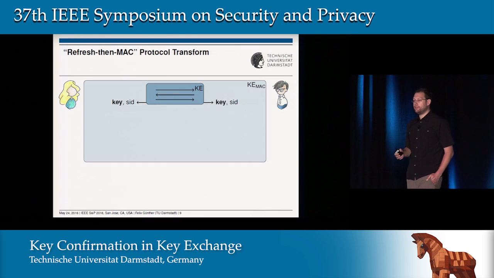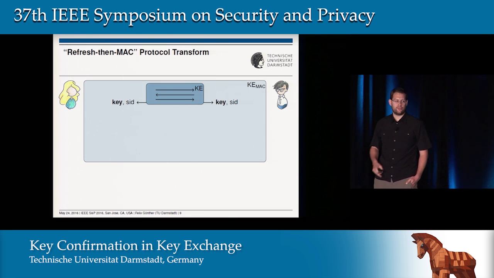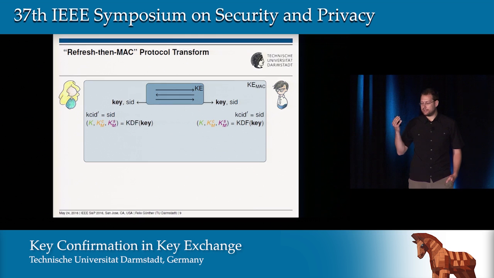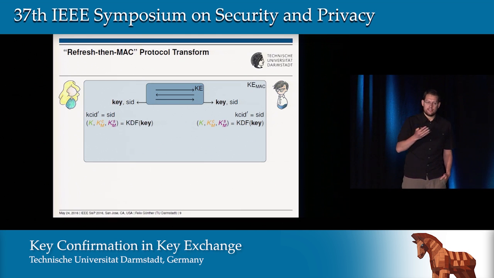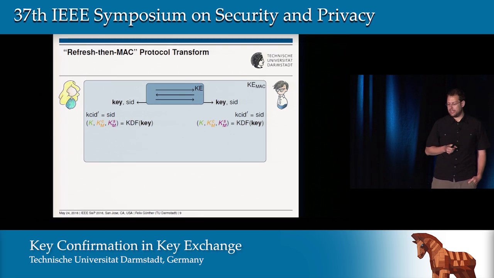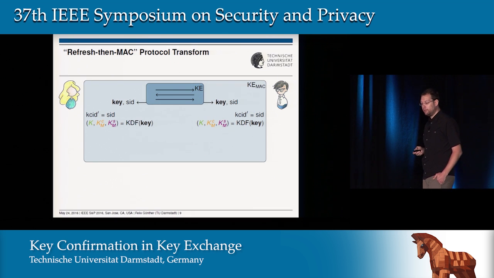Now we want to build around this a transformed protocol, which ensures key confirmation. And we do so by, first of all, having this session identifier agreement of the initial protocol being our key confirmation identifiers, our preliminary agreement. And then from the session key that we derived in the main protocol, we derive three independent keys, a green one, an orange one, and a purple one.